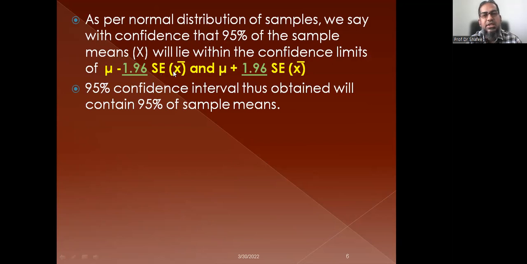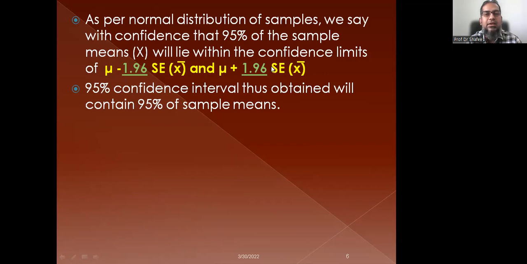In the normal distribution, we have seen that the range of normality is mean minus 2 standard deviations to mean plus 2 standard deviations, or we can take mean minus 1.96 standard deviation and mean plus 1.96 standard deviation. So 95% of the values will fall in this range. If we take 2 here, it will be more than 95%, that is 95.5% of values. So to get exactly 95% of the observations, we take 1.96. So the 95% confidence interval thus obtained will contain 95% of the sample.